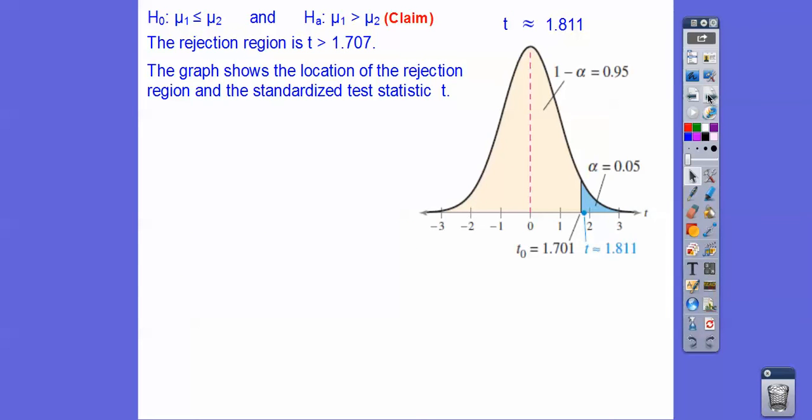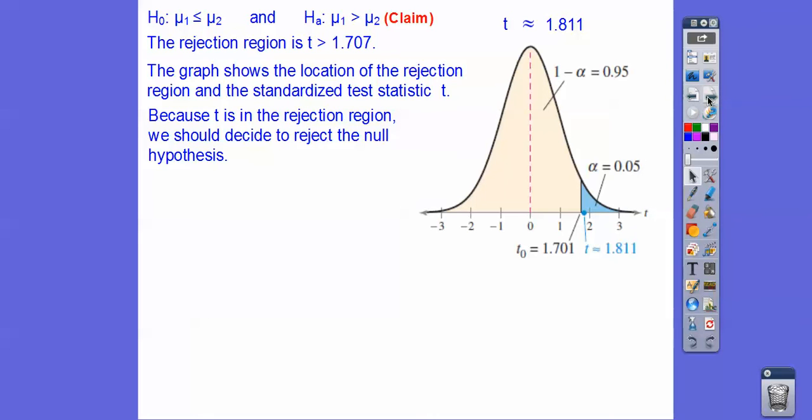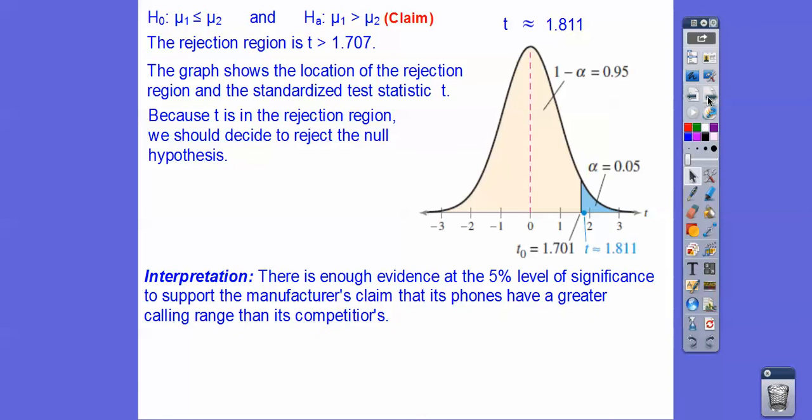Draw the curve. So 1.7 is just to the left of 2. Here's our rejection region, and 1.701 is just a little bit right here, and our t-score that we got, 1.811, is to the right of that. That is within the rejection region. Because it's there, we should decide to reject the null hypothesis. And don't stop there, interpret that. So there is enough evidence at the 5% level of significance to support the manufacturer's claim that its phone does have a greater calling range than its competitors, because the null was less than or equal to.